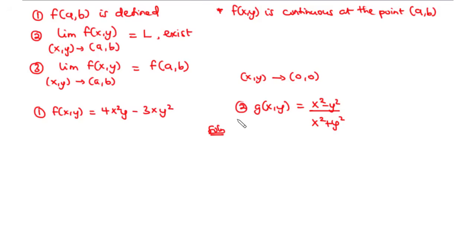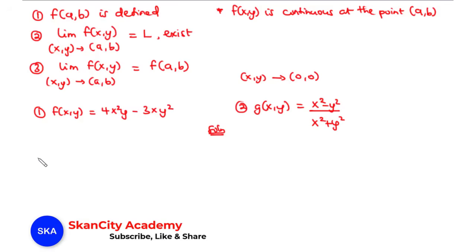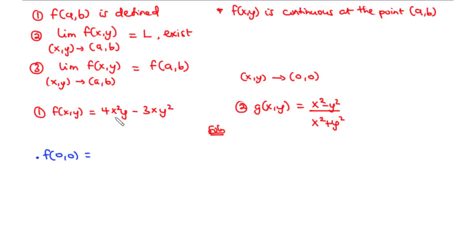So for a function to be continuous at a set point, we say that f of AB must be defined. Secondly, the limit of the function as xy approaches AB must exist, and then the limit of that function should be equal to the value of the function at the point AB. So we are going to check for all these three conditions. For the first question, we have f of xy equal to 4x squared y minus 3x y squared. First, we are going to look for f of 0, 0. We substitute 0, 0 in place of x and y in this function. So we have 4 times 0 squared times 0 minus 3 times 0 times 0 squared, and 0 times 0 times 4 gives us 0 minus, this also goes to 0. So we have f of 0, 0 equals 0.